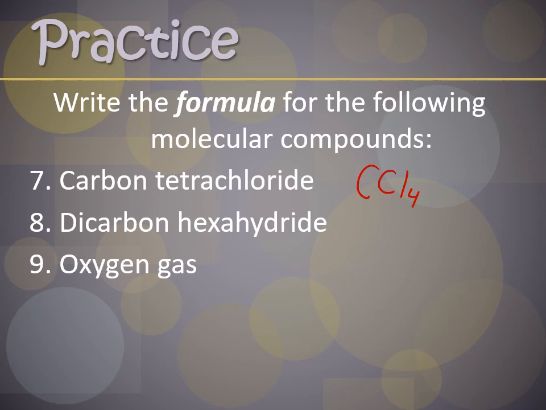Okay? Let's try the next one. Dicarbon, di means 2, so that means there's 2 carbons, C2. Hexahydride, hexa means 6, hydride is hydrogen, so it's going to be H6. Okay? And then oxygen gas, well, I know that's one of my Hofbrinkel elements. That's my diatomic molecule that's always found as 2 atoms, so I'm going to write O2.